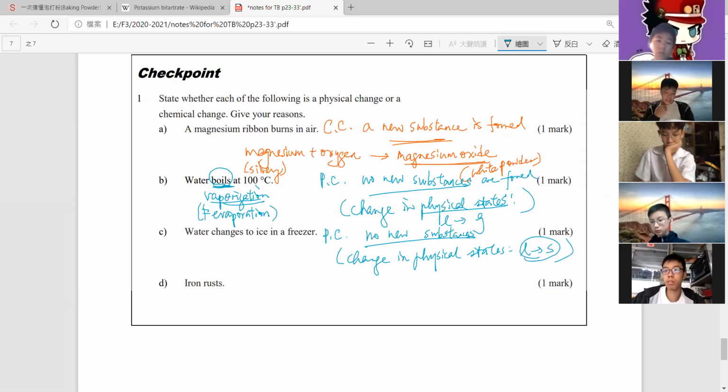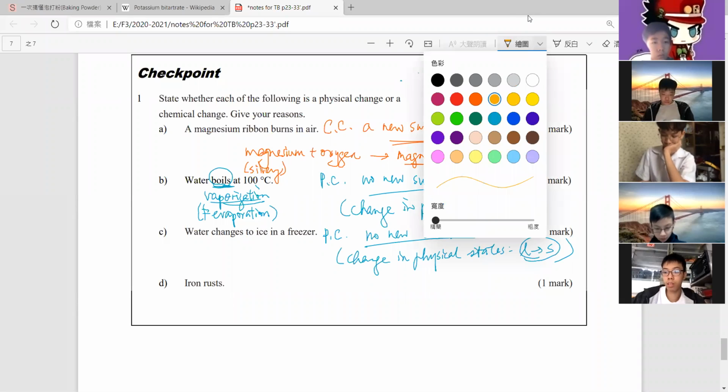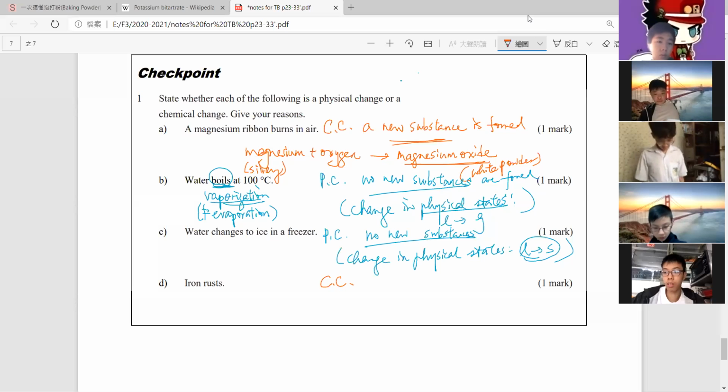You understand? How about the last one? Iron rust. Chemical change. What is the chemical reaction? Do you know? Oxidation. We call it oxidation. A new substance is formed.